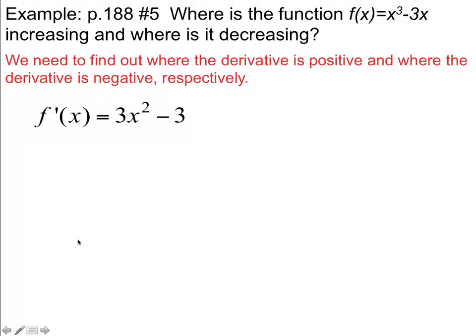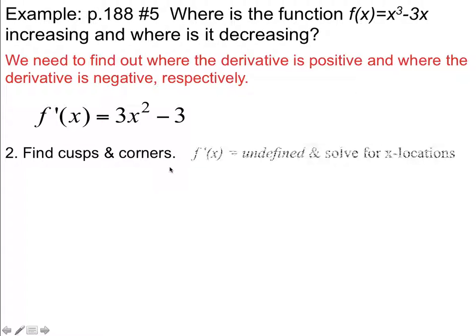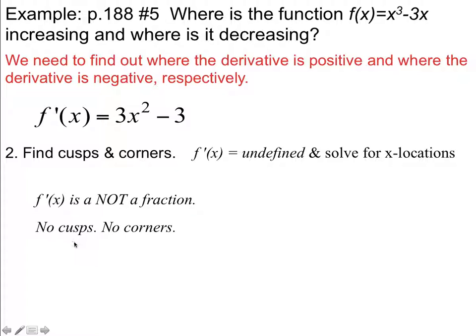So if we look then, we can just cover ourselves here, cusps and corners. Here's our derivative. In order for there to be a cusp or a corner, we need a fraction with x in the denominator, and there's no fraction here, so we know that we have no undefined derivatives, and since the derivative is not a fraction, we have no cusps and corners. If you wanted to skip step 2 altogether because you knew that even before I said anything, that would be fine also.